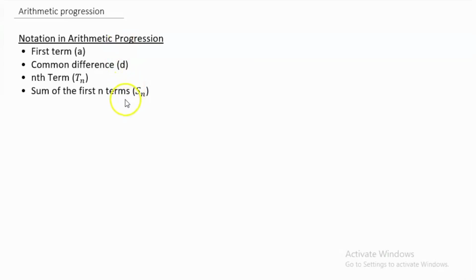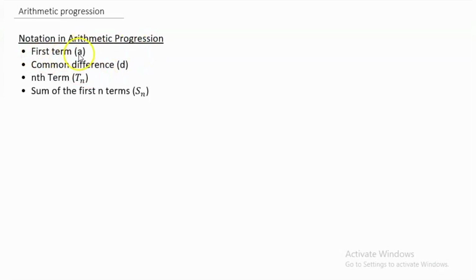So in this video, we're going to be talking about arithmetic progression. We're going to start with some of the notations in arithmetic progression so that as we move, we would understand all the terminologies that are in alignment with this. So the first is first term.